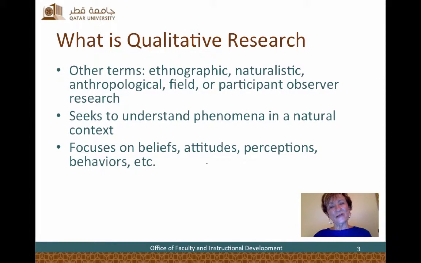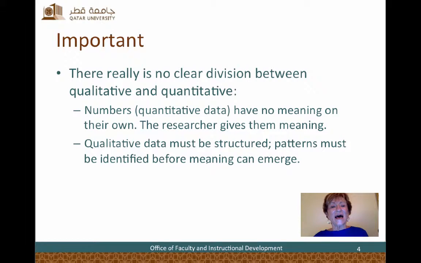With quantitative research, very often it's in an experimental setting, gathering data, doing a treatment, and seeing if the treatment is effective in a controlled environment. Qualitative research is not done in controlled environments. It's done in the natural context. And it focuses on beliefs, attitudes, perceptions, behaviors, the kinds of things that can't be readily measured.